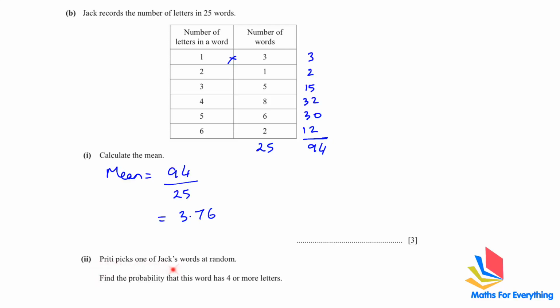Next, Preeti picks one of Jack's words at random. Find the probability that his word has 4 or more letters. 4 or more letters are these frequencies, so we add them together. 8 plus 6 plus 2, 16. Divided by the total number of words, which is 25. This cannot be simplified, so we leave it this way.